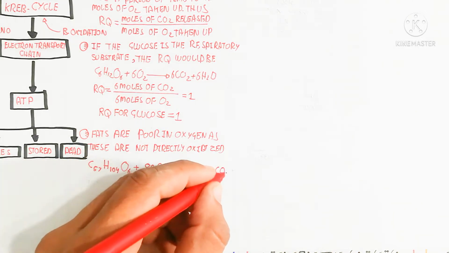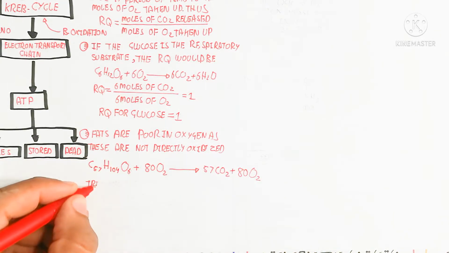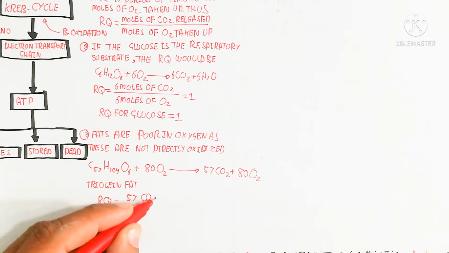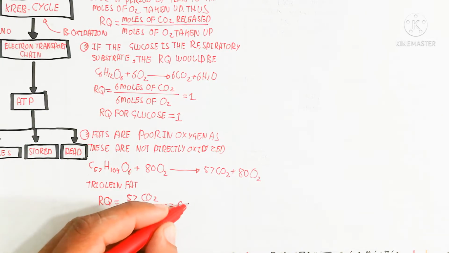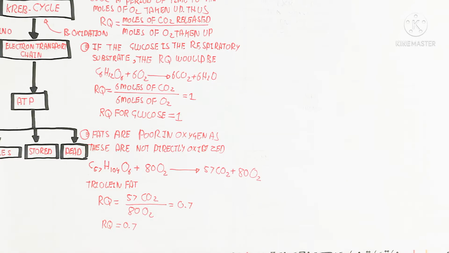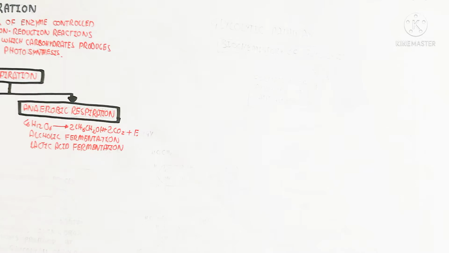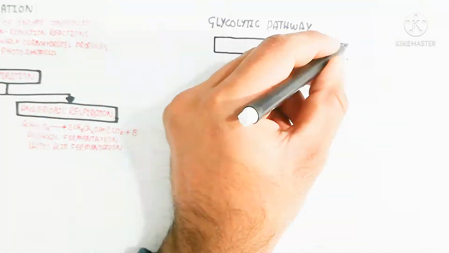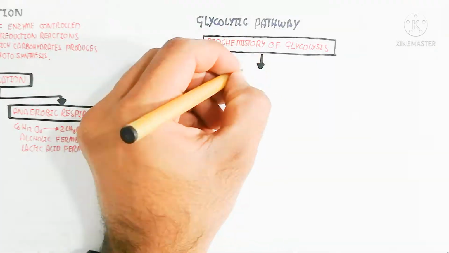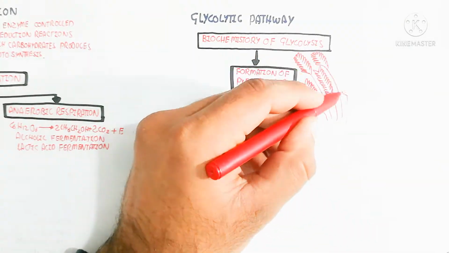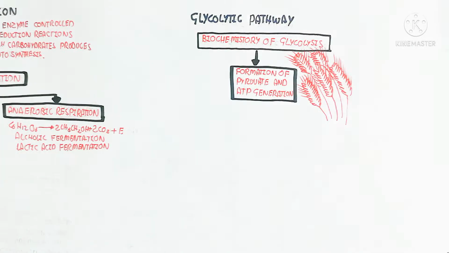The fats are poor in oxygen, and are not directly oxidized by electrons. So for a fat, 80 molecules of oxygen are used to produce 57 carbon dioxide molecules. So the RQ value is 0.7.